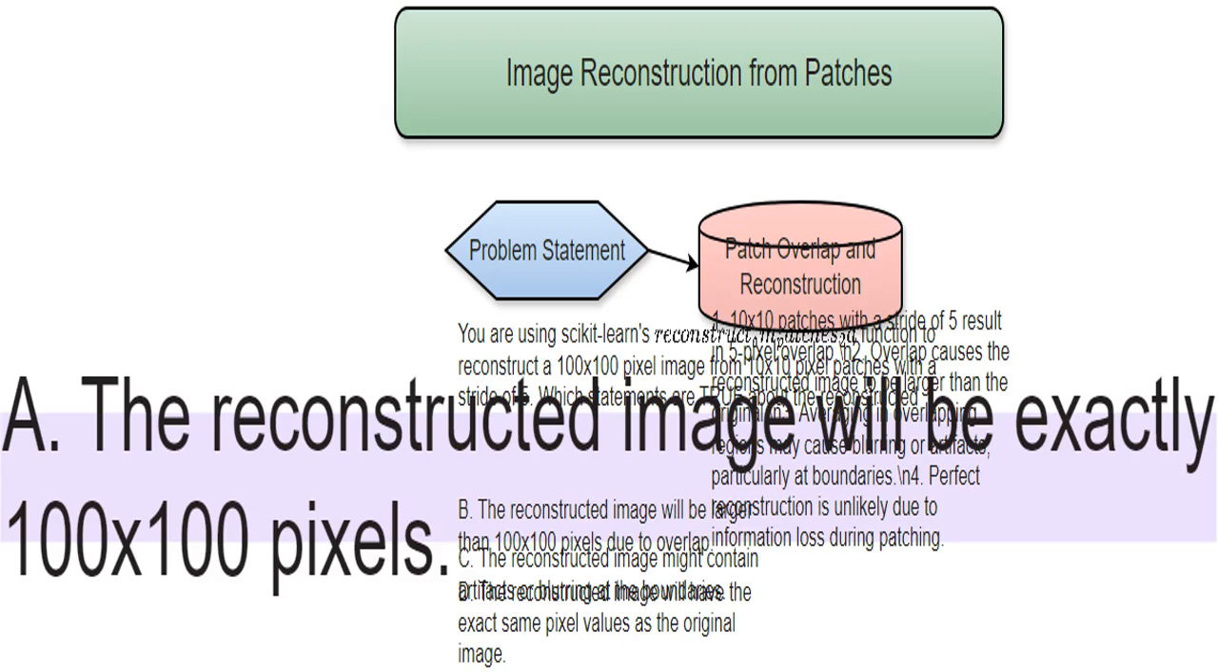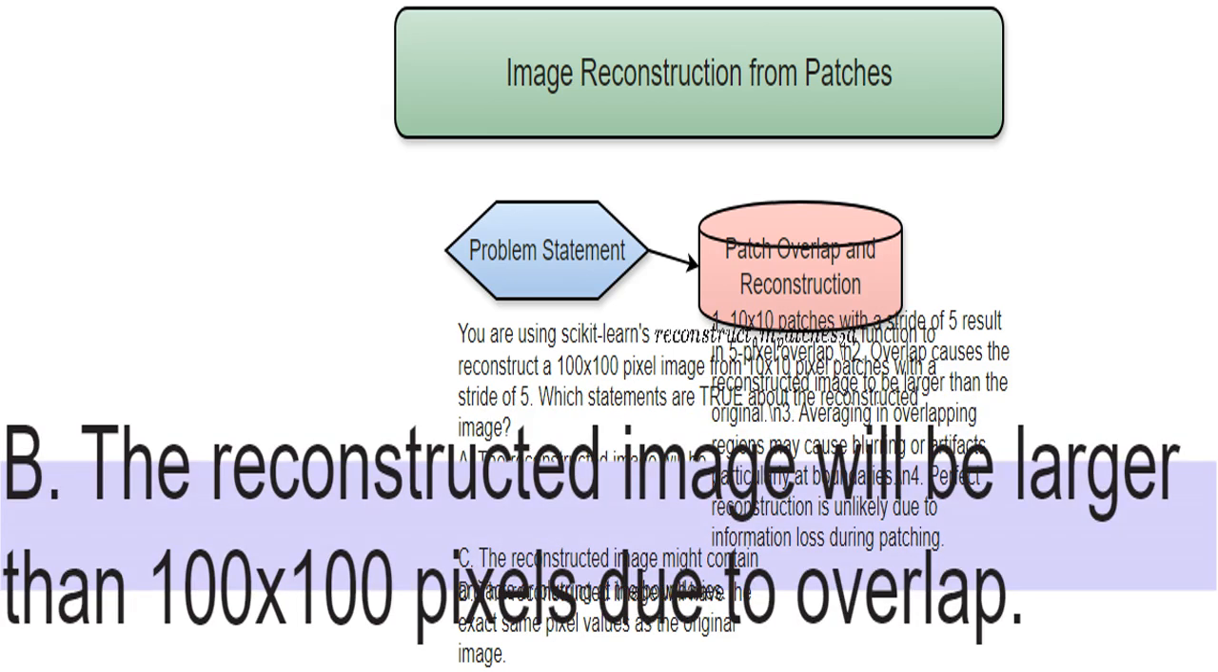This statement says that the reconstructed image will be the same size as the original, but because of patch overlap, this is wrong. Think about it: overlapping pieces add extra area. This option correctly points out that because of the overlap of the patches, the reconstructed image will be bigger than the original. That makes perfect sense.